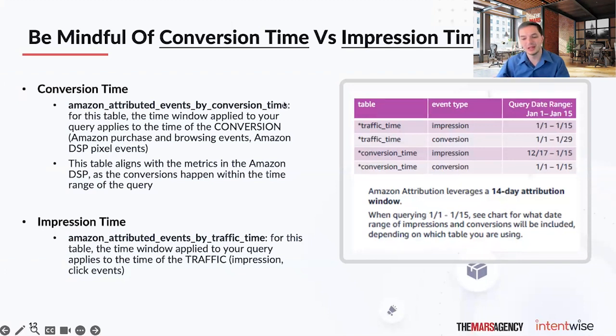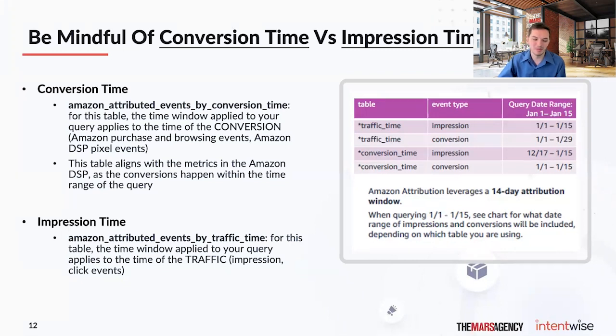So when you're thinking about building queries, it's important to be mindful of which table you're using. My general rule of thumb is for impressions, you want to use traffic time. For everything else, maybe except for clicks, you'd want to use the conversion time table when you're pulling those data sets.